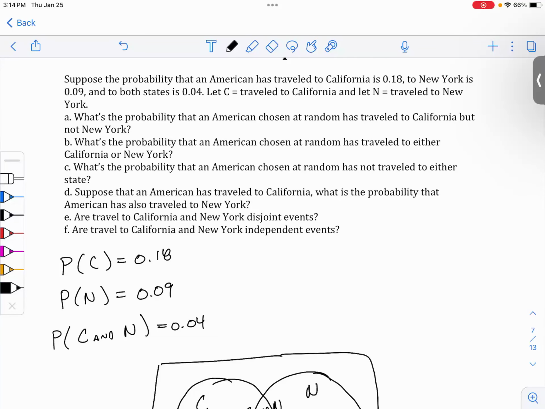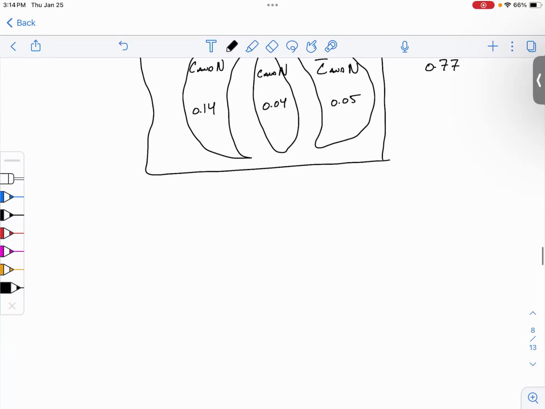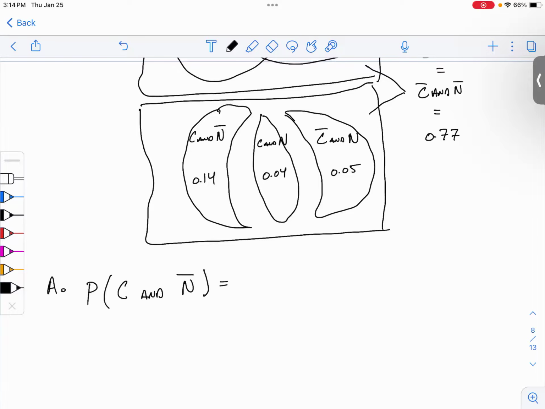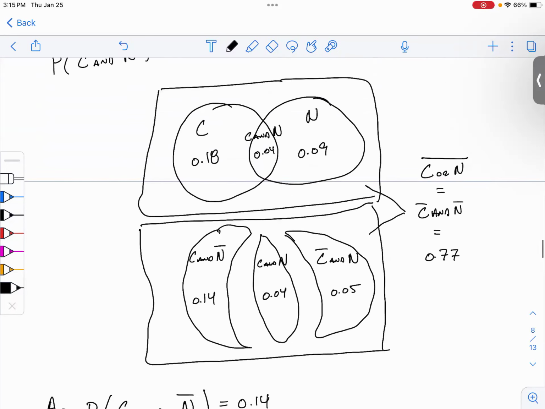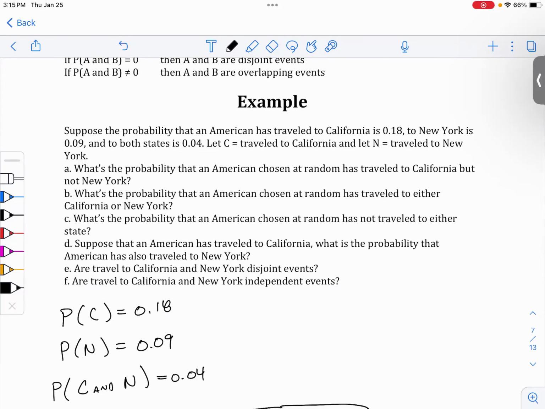What's the probability that an American chosen at random has traveled to California but not New York? So probability, California and not New York, which is also more emphasis of why I love the half moon pic. Because probability of California and not New York is right there. We already found it. If you have good labeling, the problems go very, very fast. What's the probability that an American chosen at random has traveled to either California or New York?